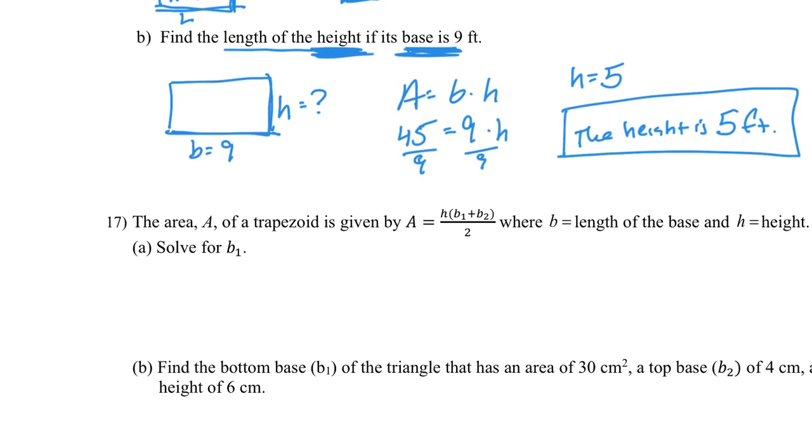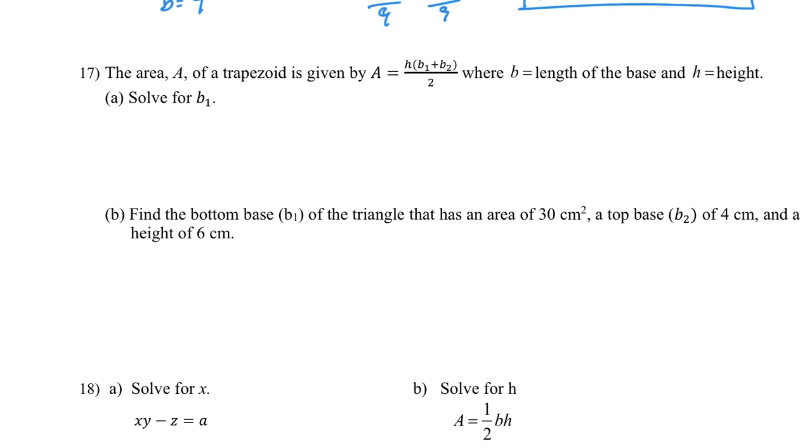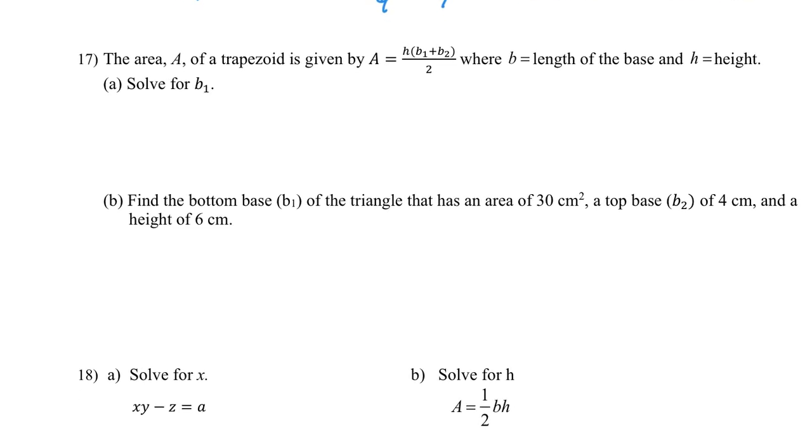Word problems deserve word answers. All right, number 17. It says the area A of a trapezoid is given by the formula A equals h times b1 plus b2 divided by 2. It says b is the length of the base, h is the height.